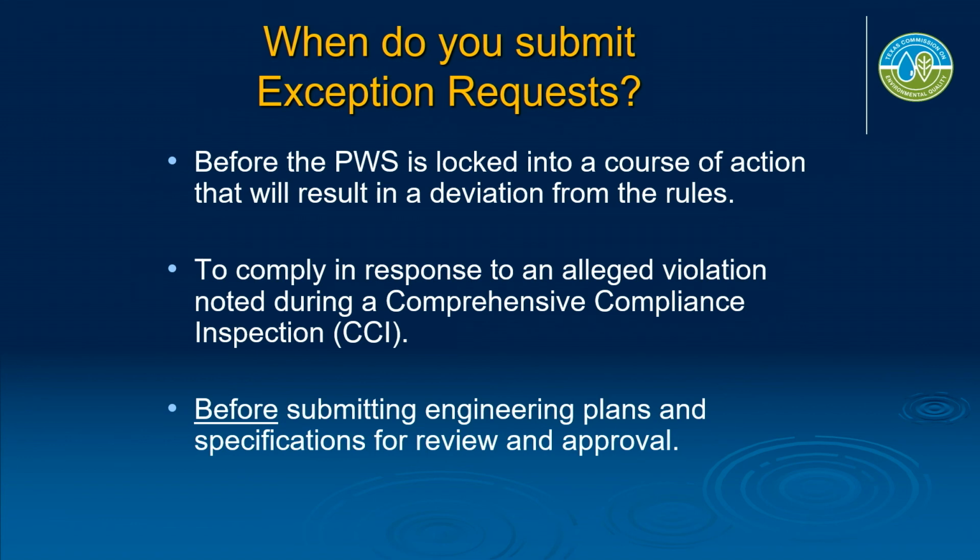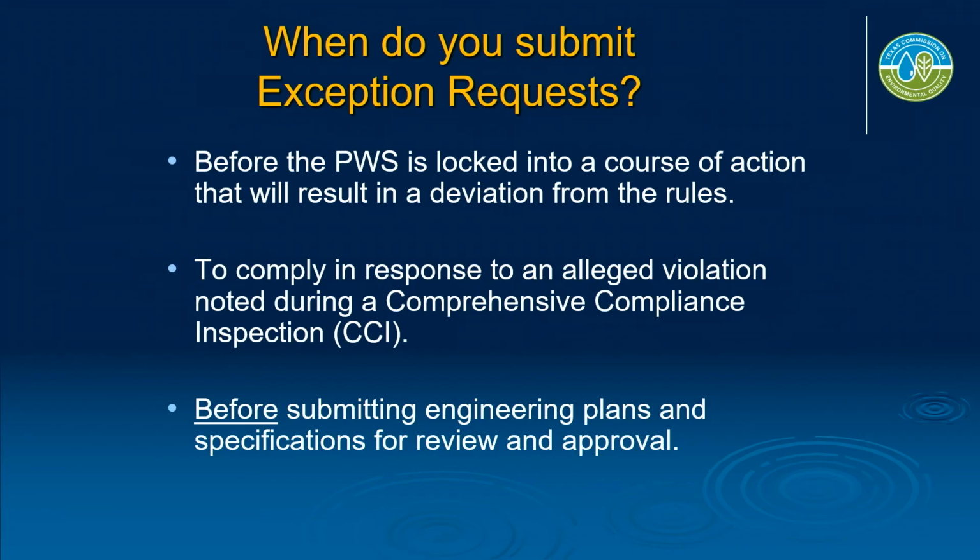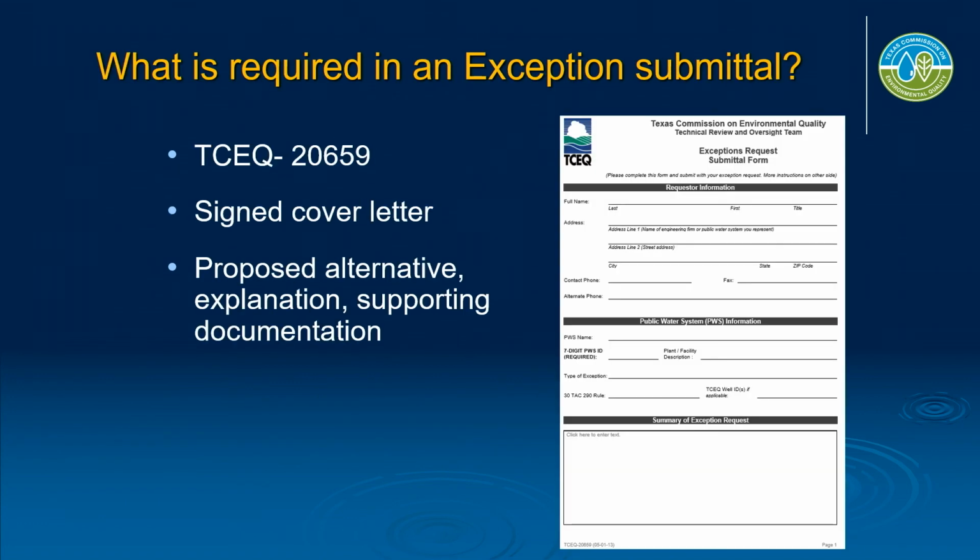Now, to comply in response to an alleged violation noted during a comprehensive compliance inspection: if the regional inspectors go out and find something wrong, they might tell you that you need to request an exception to some rule. And then before submitting engineering plans and specifications for review and approval. Again, before you send for plan review, come to us and request any exceptions you may need.